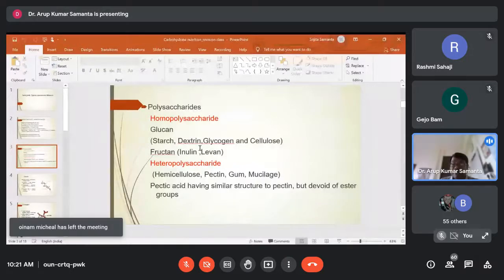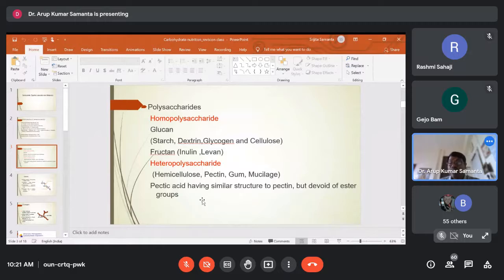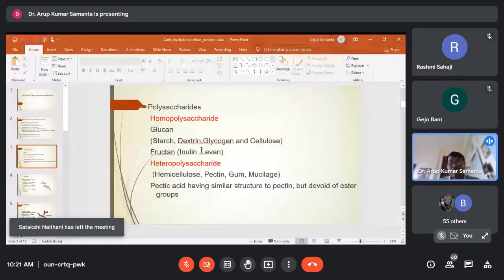Whereas hemicellulose, which is also a structural polysaccharide, is not a homopolysaccharide. In hemicellulose there are glucose, arabinose, and xylose, so many different sugars attached in that molecule. That's why it's a heteropolysaccharide. One very frequently asked thing is starch and glycogen specifically. Starch is the reserve carbohydrate for plants, whereas for animals it's glycogen.